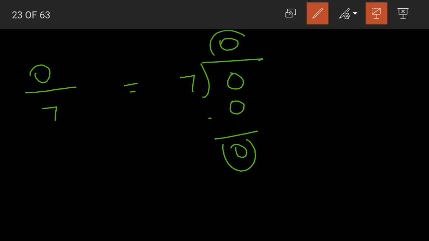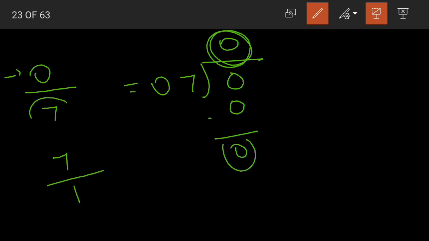So what quotient did we get? We got 0 as our answer. Yes, in the same way, when we divide 0 by any number, the answer will be 0 itself. And what if we divide any number with 1?